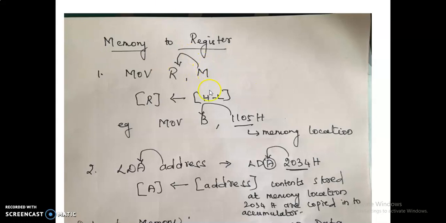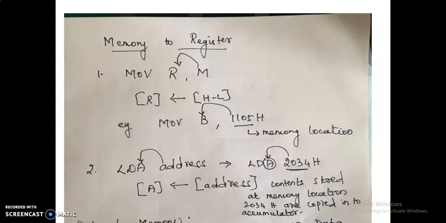Here is the example. The memory location is addressed by the HL pair and moved to the register R. In this example, I use the memory location 1005H. From that microprocessor memory location, the content in 1005 is moved to the register B. So this is one type of data transfer instruction.